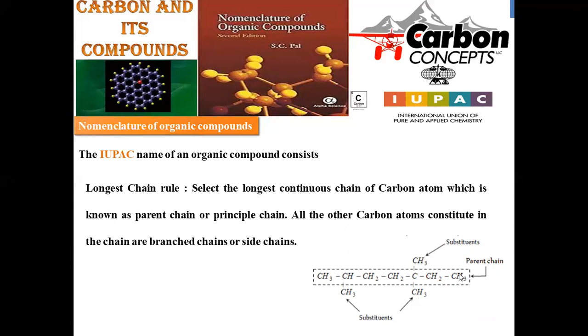Otherwise, we have another possibility also. 1, 2, 3, 4. You can start numbering from this end, and 1, 2, 3, 4. You can end at this position only. Then the parental carbon chain will become 4. So initially, the parental carbon chain length is 7, but if you start with this, the parental chain length will become 4. If you go with any other possibility, 1, 2, 3, 4, here also the numbering ends at 4, parental carbon chain of 4. 1, 2, 3, 4, 5, 6, 7. Here also 7 carbons.